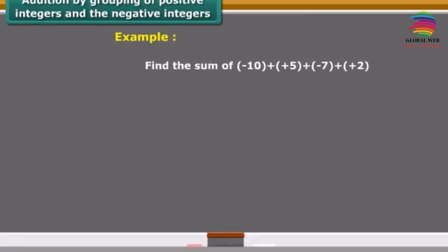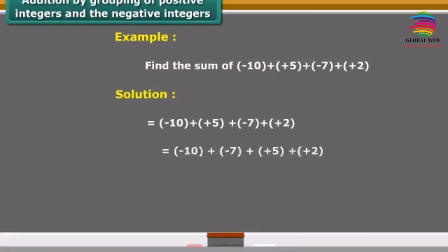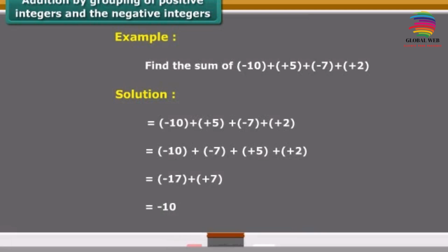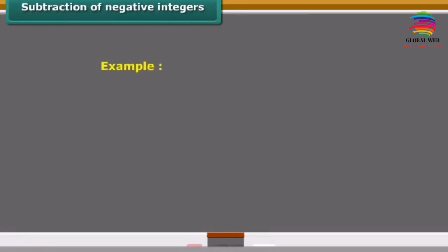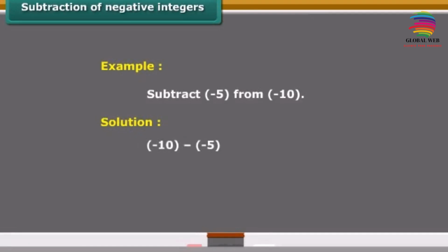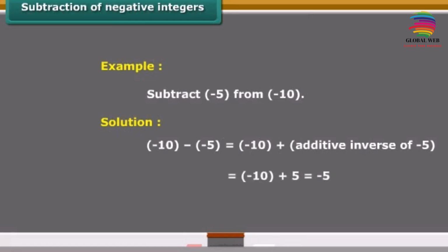For better understanding, we can solve one example. We arrange the numbers so that the positive integers and the negative integers are grouped together. Now let us find the value of -10 minus 5 using a number line. This is the same as -10 and +5, as the additive inverse of -5 is 5. First, we move 5 steps to the right on the number line, starting from -10. We reach -5.